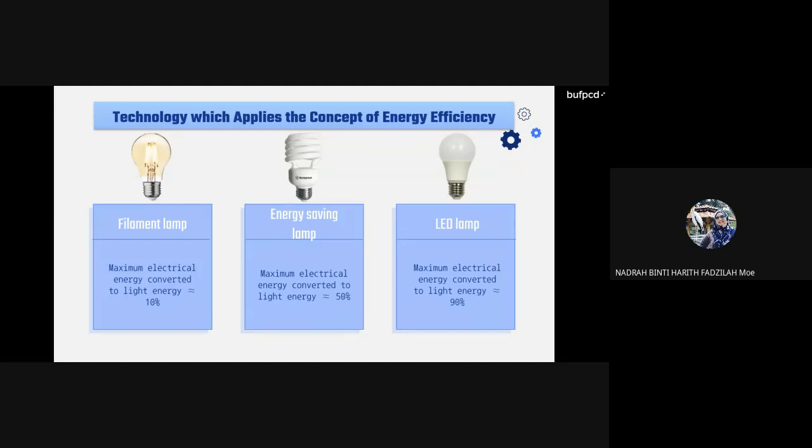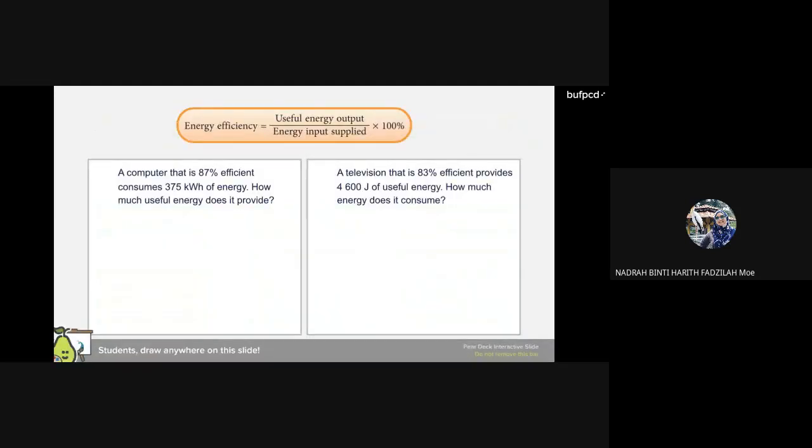Okay, so let's take a look at these two examples. Can you calculate the energy efficiency for both computer and TV? Show your workings on the slide. Okay, kita dah ada dekat situ. For example, what is the information given in the computer question? We put it in the calculation and then we can start to calculate lah. We can start to apply our knowledge regarding the formula. Okay, I can see some of you have started calculating already.